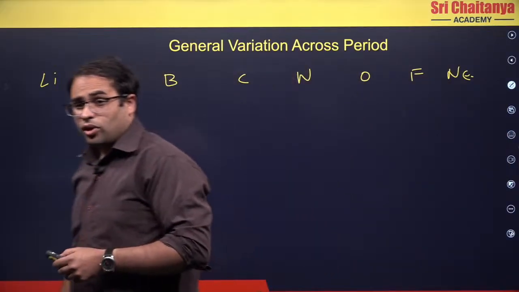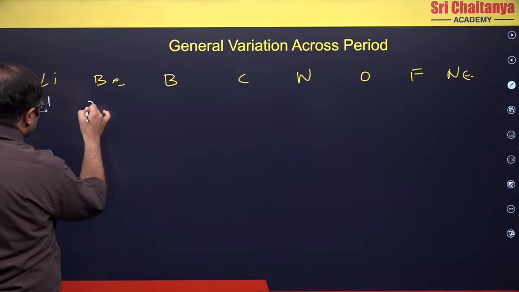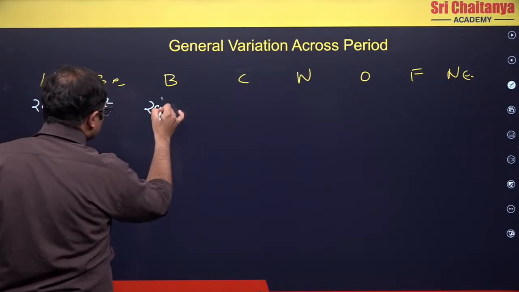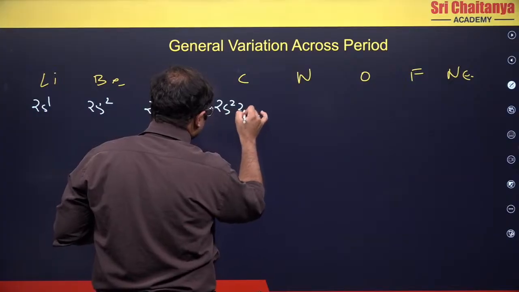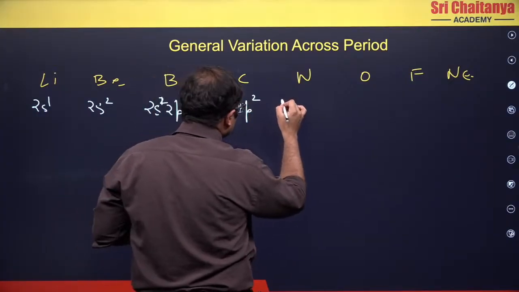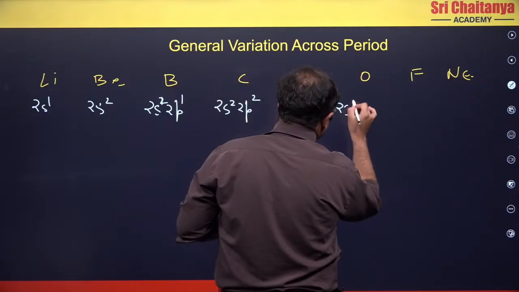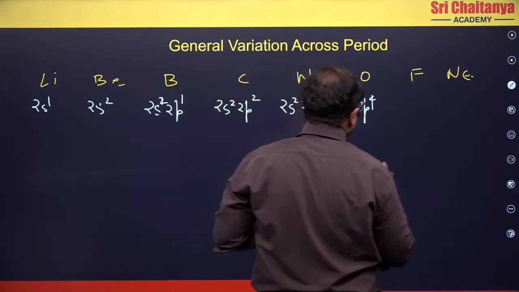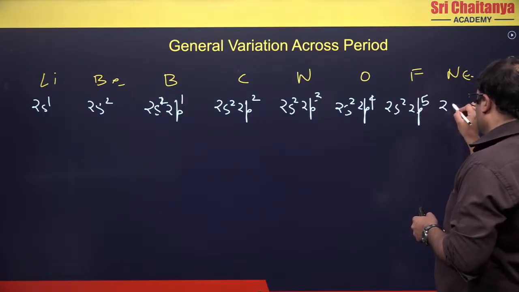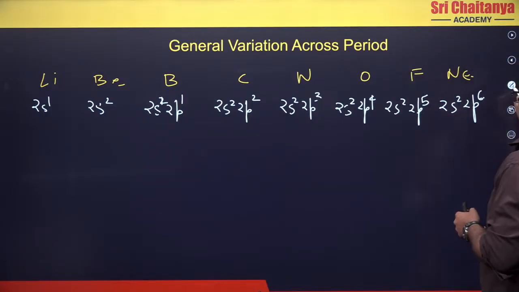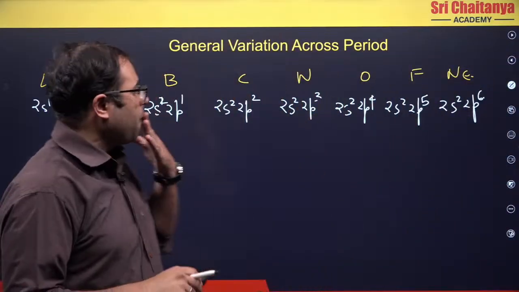Now let us write the electronic configuration: 2s1, 2s2, 2s2 2p1, 2s2 2p2, 2s2 2p3, 2s2 2p4, 2s2 2p5, 2s2 2p6. Right.